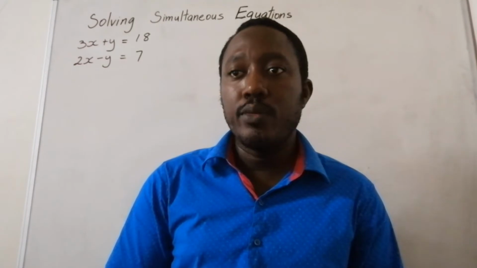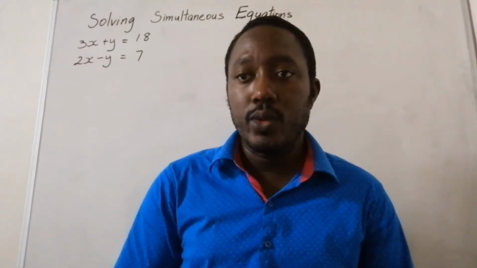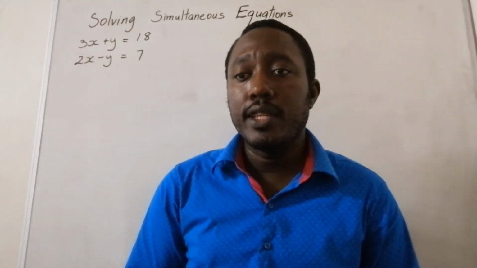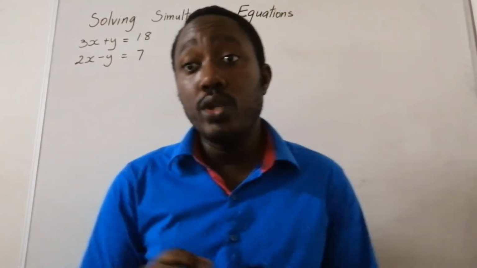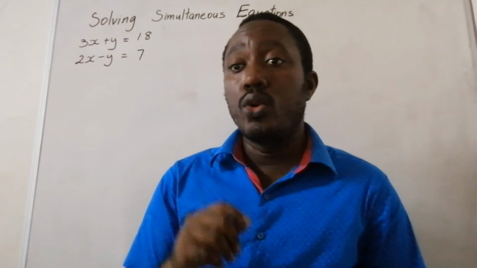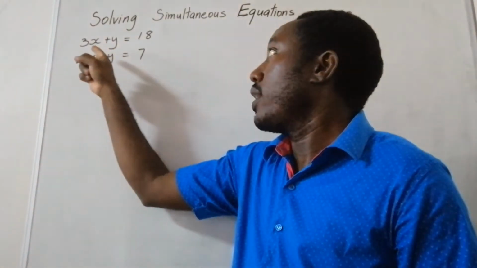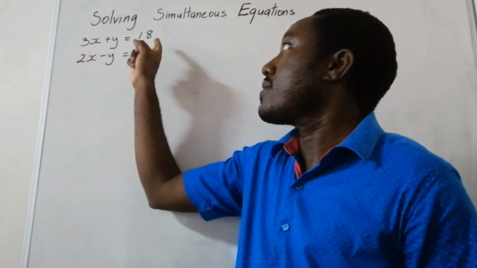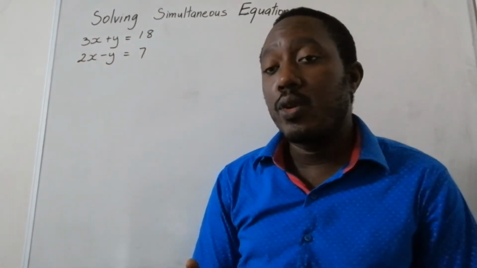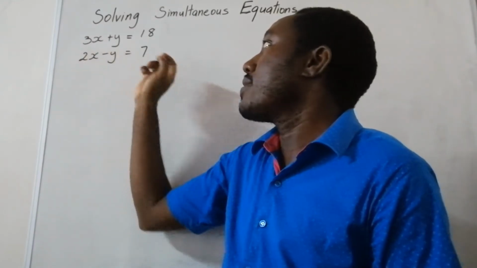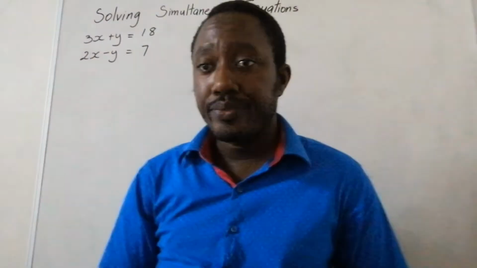In this class, we'll be solving simultaneous equations. When we're talking about simultaneous equations, we have two equations with two unknowns. Two equations, two unknowns. So here we have 3x plus y is equal to 18. That is equation 1. And 2x minus y is equal to 7, equation 2.